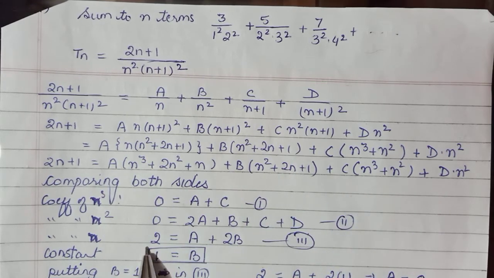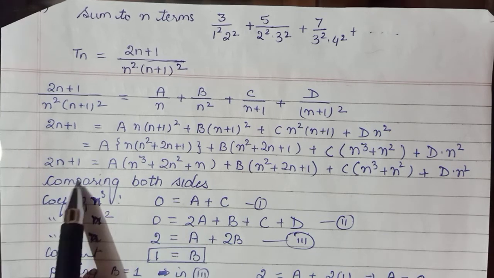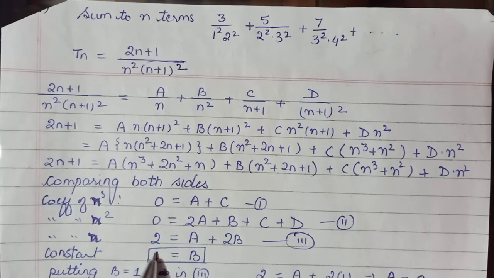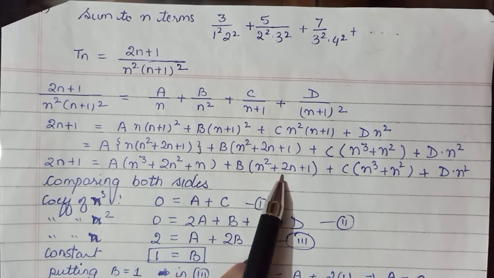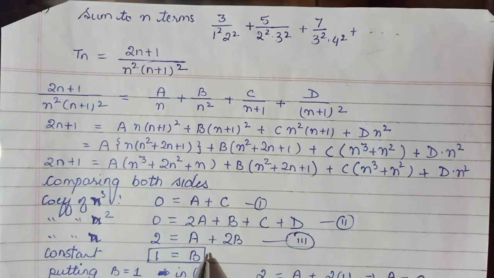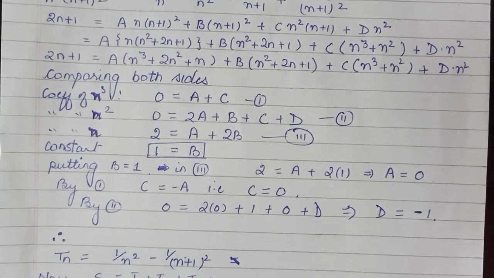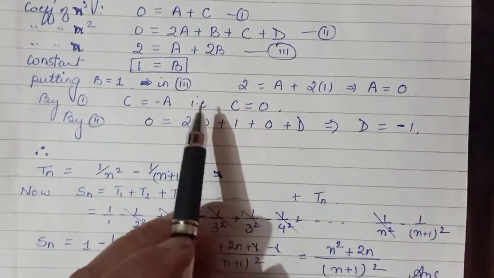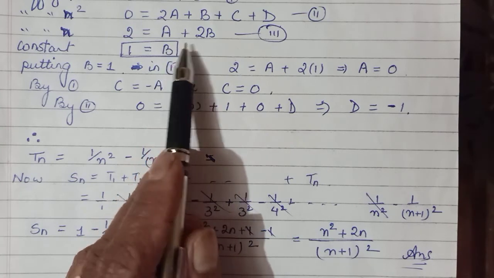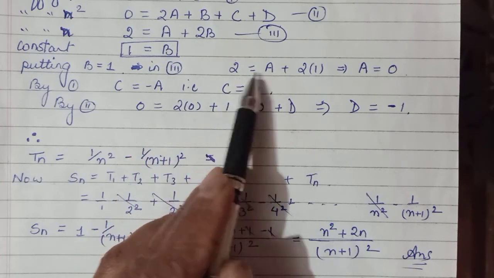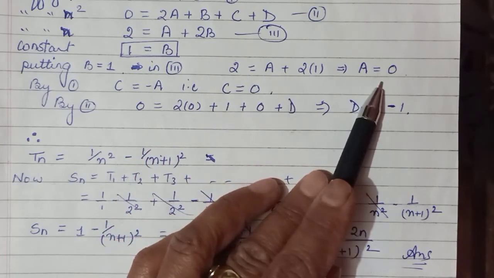So a plus 2b is equal to 2. If you look at the constant, here the constant was 1, and here there is no constant, only 1 into b. That's the only constant we are getting. So one variable we got directly. By comparison, b is equal to 1. Put the value of b in this equation. So from this equation, you will get b substituted as 1. A's value can be evaluated. A is coming as 0.